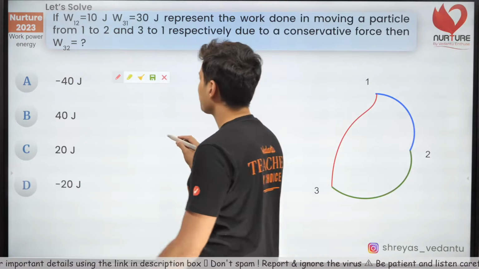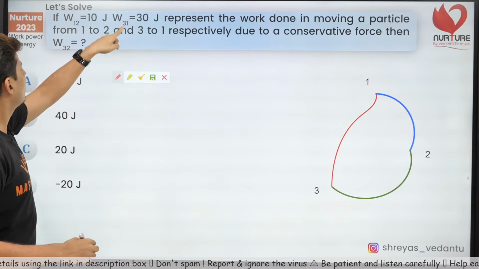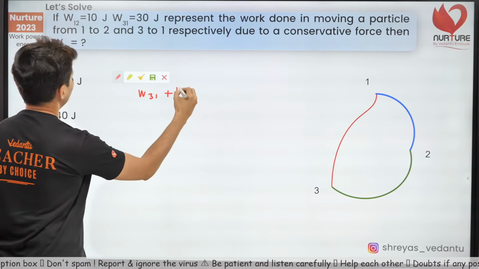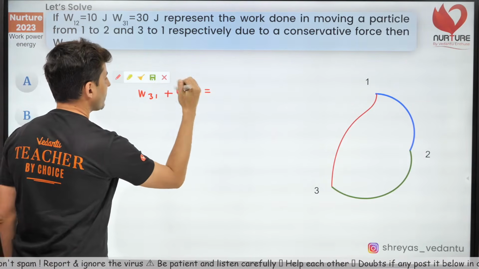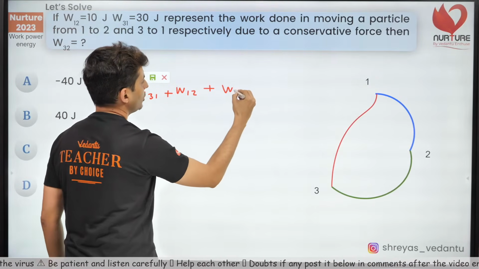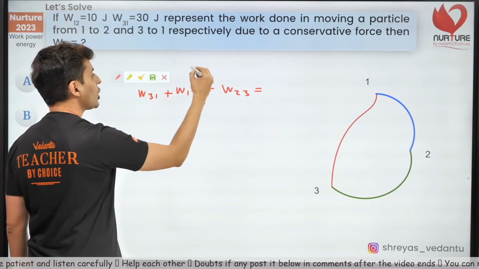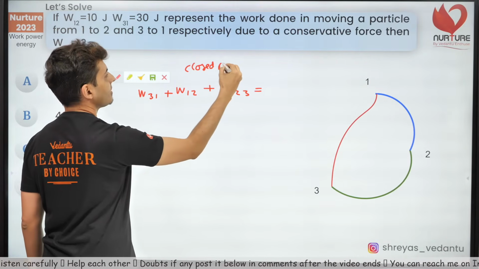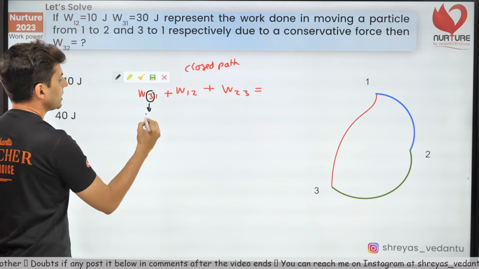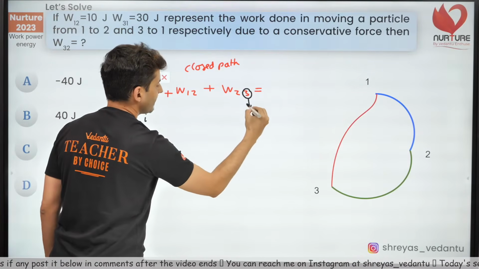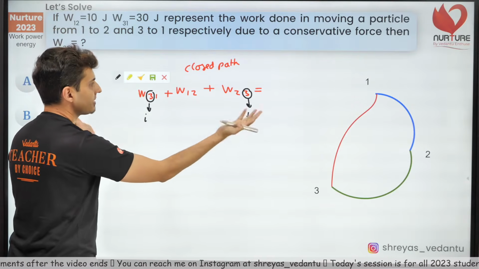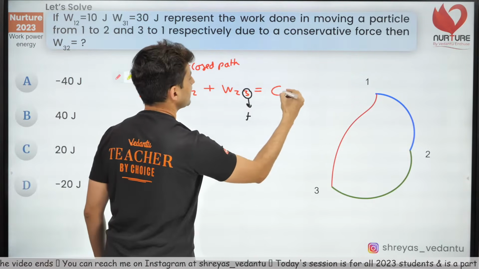Okay, let's do this. W12 is 10. W31 is 30. So W31 plus W12 plus W23. This is a closed path. Think about it. You can see why it is a closed path. This was my initial position. This was my final position. And the initial and final subscripts are the same. So this answer must be 0.